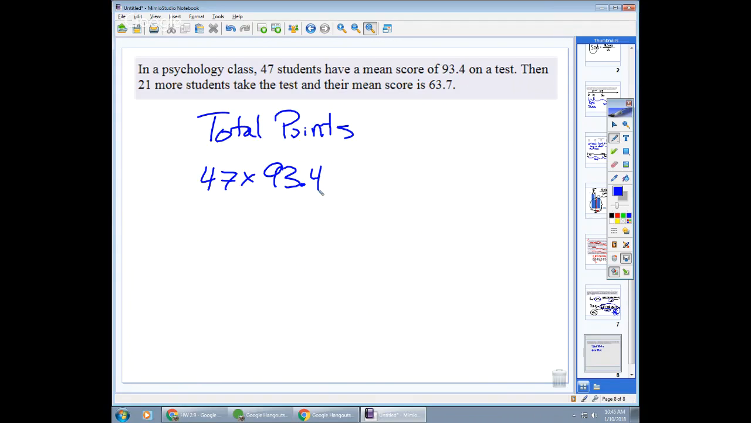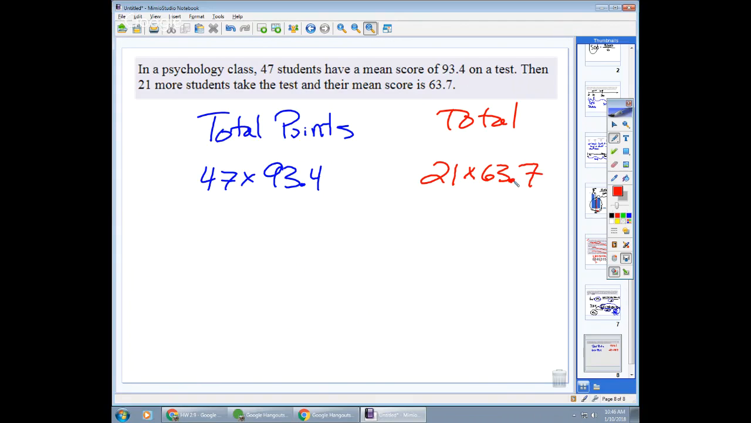What's the total number of points? How do I figure out the total number of points the other group ended up with? Same idea, right? I'm just going to take the 21 times their average. So if I take the other people, their total number of points is going to have to be 21 times 63.7.